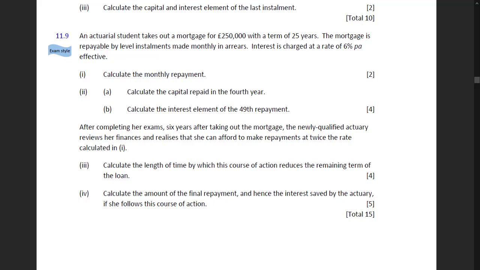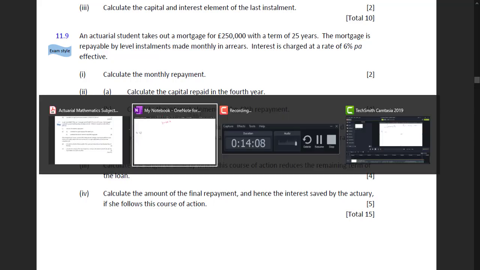Okay. The most important part of this question is the third and fourth point and this paragraph written here. After completing her exams, 6 years after taking out the mortgage, the newly qualified actuary reviews her finances and realizes that she can afford to make repayments at twice the rate calculated in the first part. So we'll look at what that means.